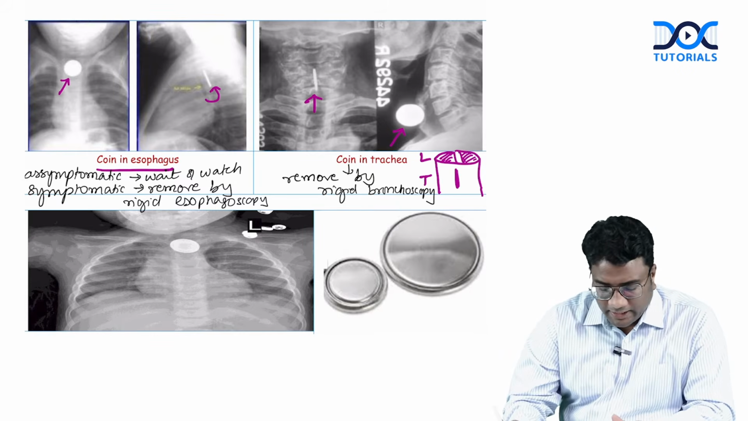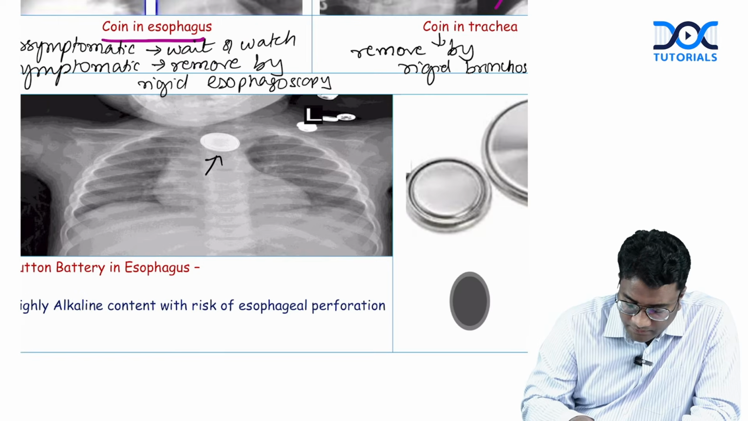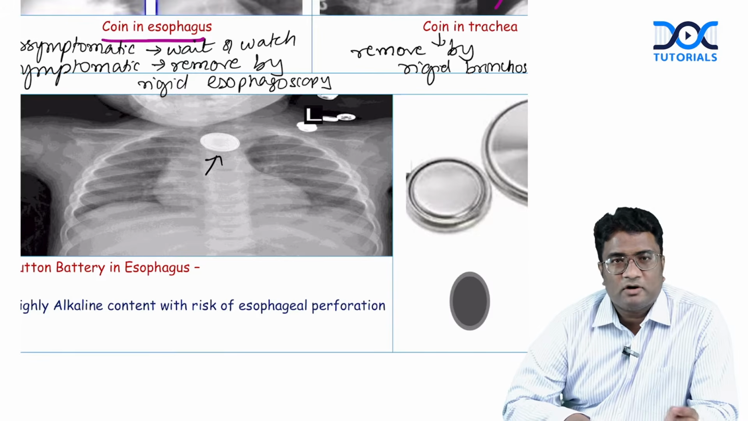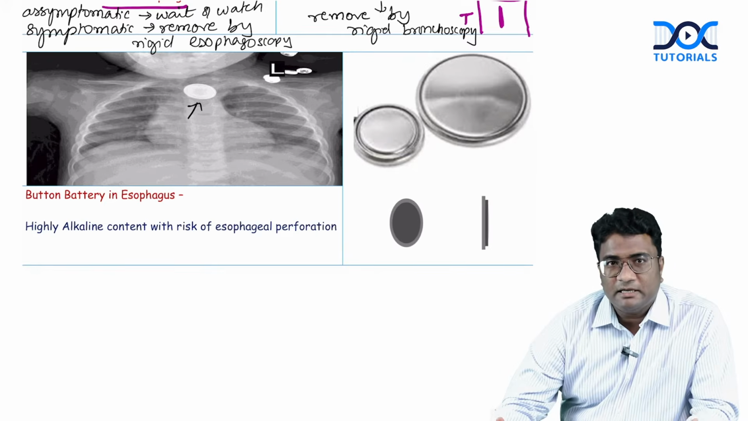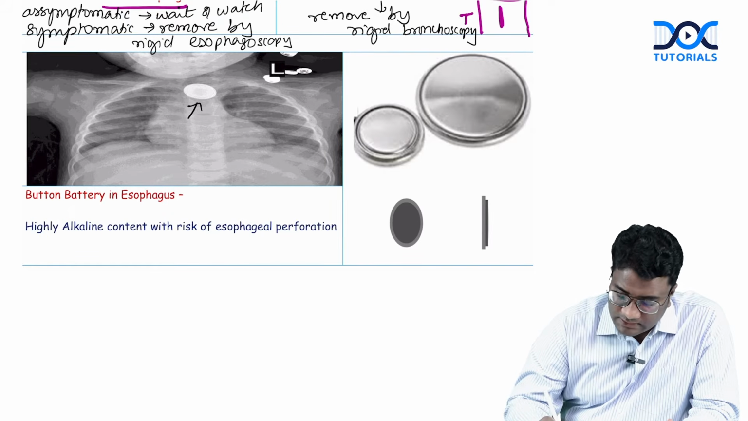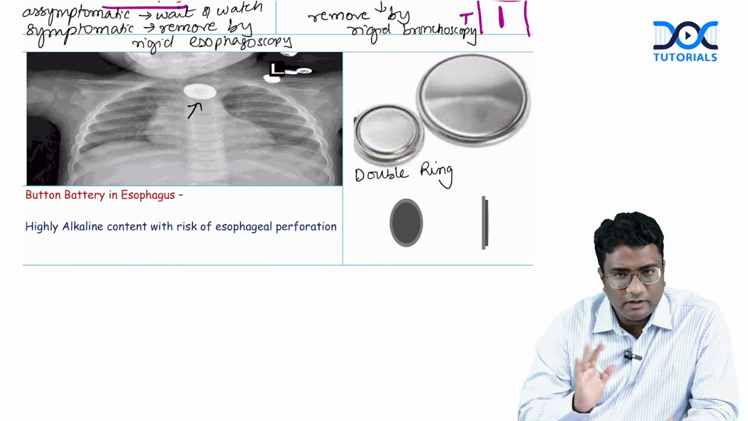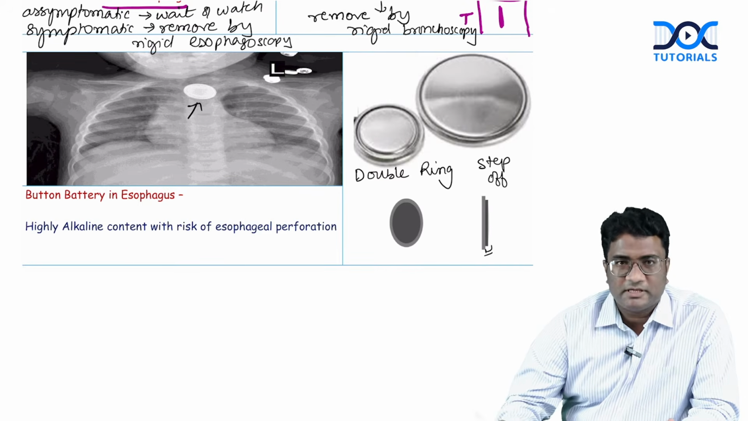But on the radiograph, if you see a double rim like this, let me zoom it for you. Can you see the double rim or a double ring inside? So it is not a coin that is there. If you see a double rim or a double ring, this is how the double ring will appear. Or on the side view, you may see a step off like this. There is a step off or a step down.